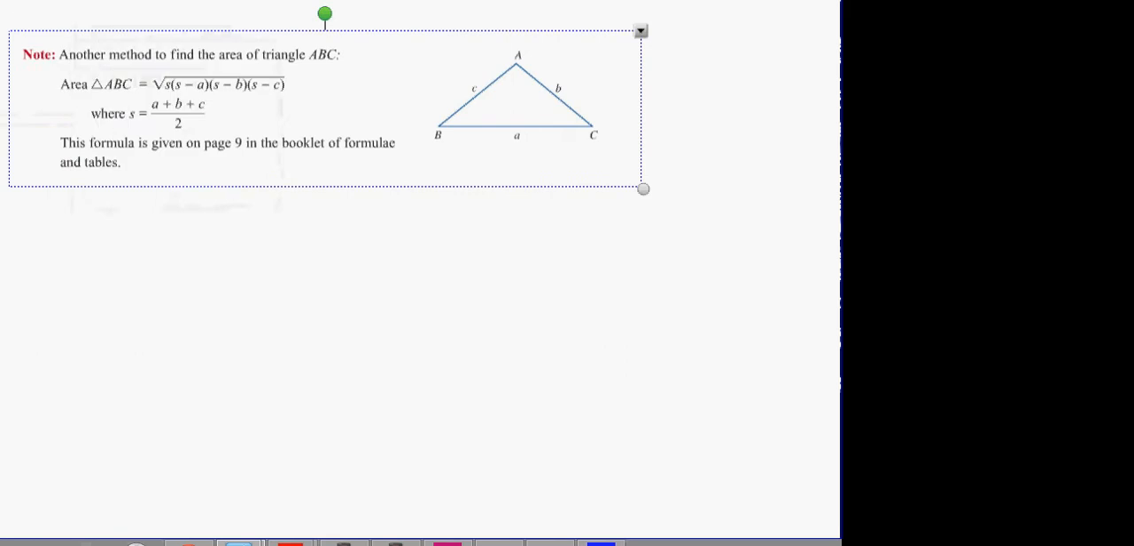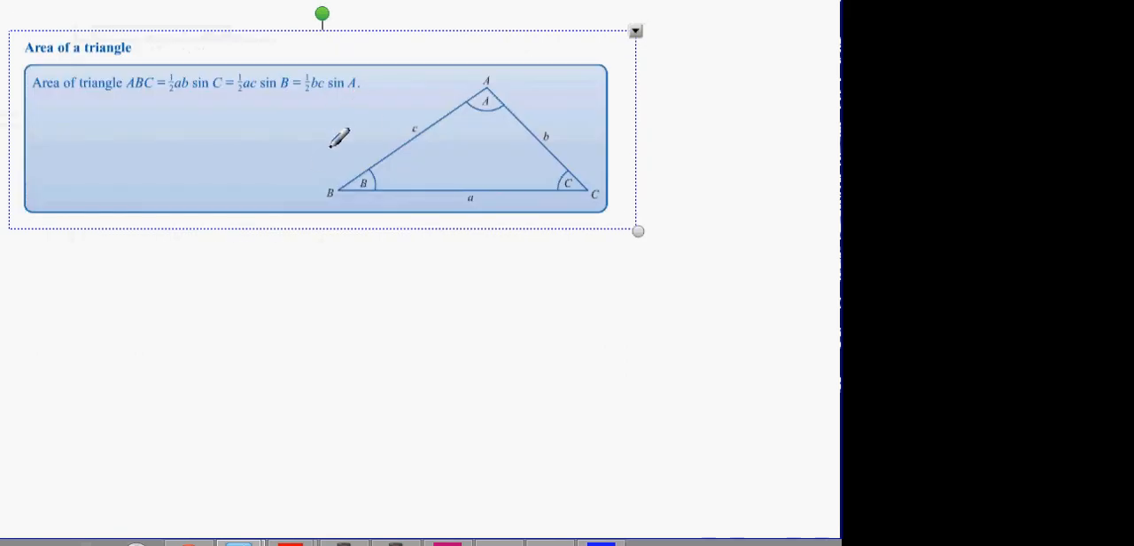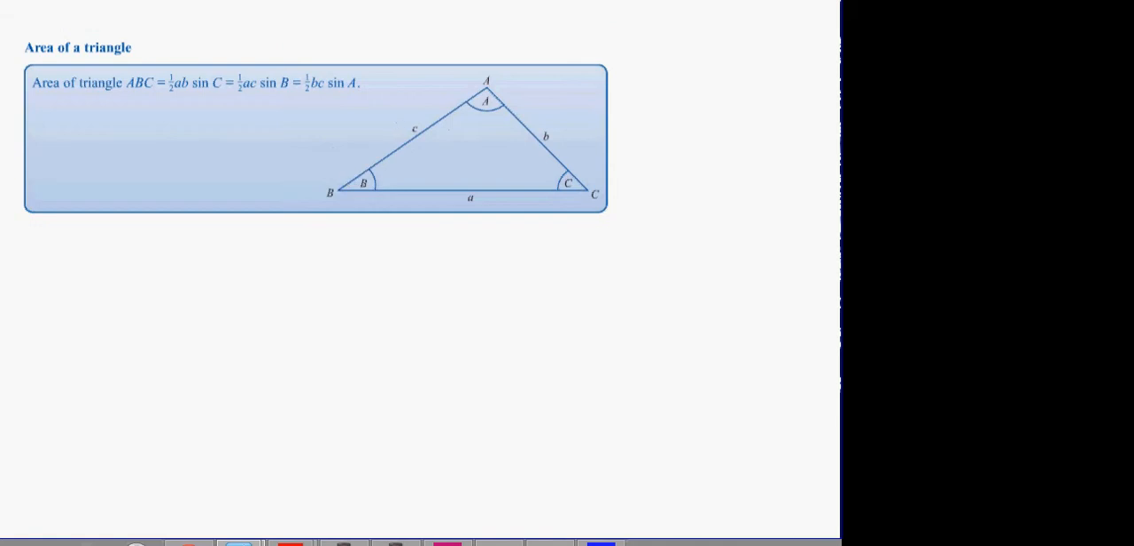To get the area of a triangle, it's basically half of any two sides multiplied by each other, times the sine of the angle in between. So you can take any two sides you want. This would be another one, a half A B sine C, and then finally the only other one left would be this one here, a half B C sine A.